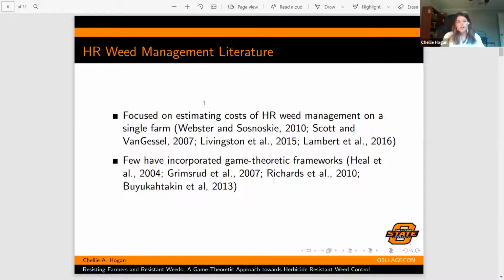Heal et al. in 2004 had a two-farmer game of sorts where the farmers could cooperate or not cooperate in terms of crop mixes to try to reduce infestations of weeds on their farms. And then Grimsrud in 2007 looked at cattle pastures and yellow star thistle and how each neighbor could select optimal strategies given the infestation levels on their neighbor's fields. And then Richards et al. looked at invasive bufflegrass, I believe that's how you pronounce it, in Arizona, and tried to identify neighborhood coordination strategies to try to reduce or eradicate the presence of bufflegrass.